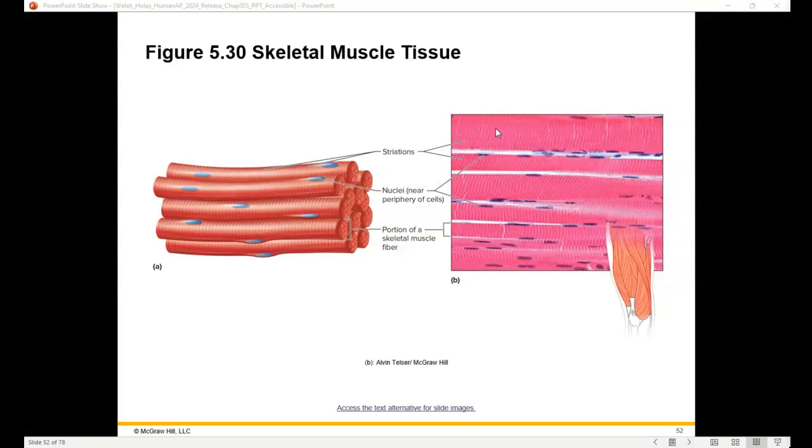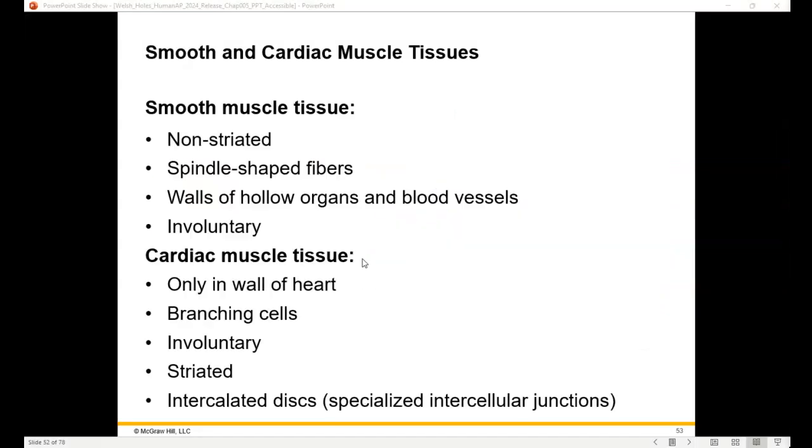When we say striated, you see these little lines that cross the cells. And these cells are very long and they're multinucleated. So you'll see more than one nucleus in each of those long fibers or cells. Okay, so a fiber in muscle is a cell. Smooth muscle tissue is not striated. They have spindle-shaped fibers. You find these in the walls of hollow organs and blood vessels, and they're involuntary.